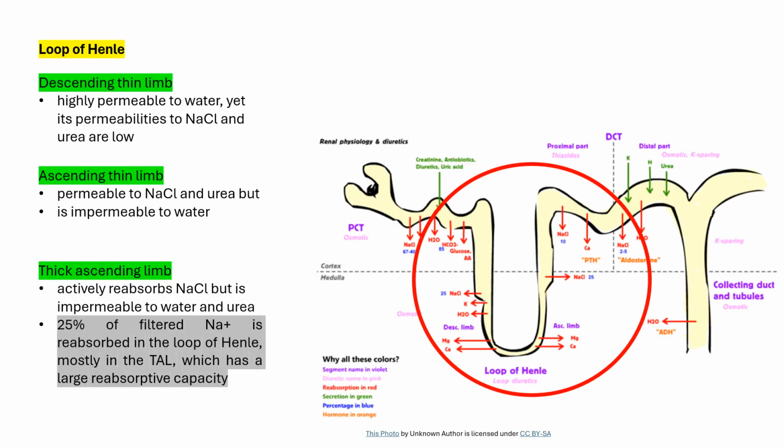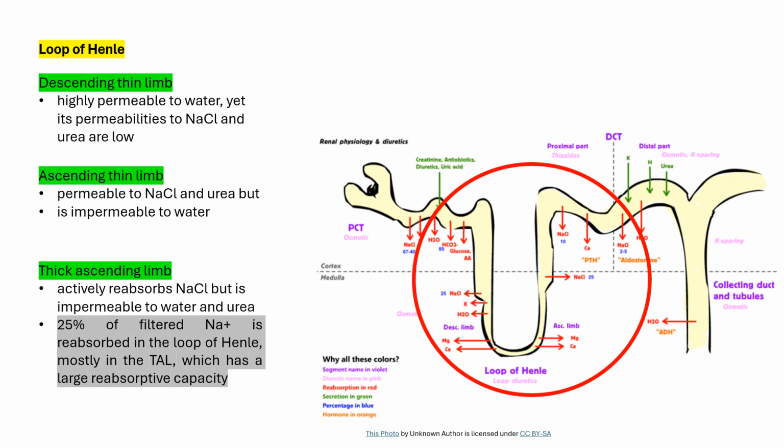Move on to the loop of Henle. We can see the loop of Henle as 3 different components: the descending thin limb, the ascending thin limb, and the thick ascending limb. The descending thin limb is highly permeable to water, but its permeability to sodium and urea is quite low. The ascending thin limb is permeable to sodium and urea, but it's impermeable to water. The thick ascending limb actively reabsorbs sodium and chloride, but it's impermeable to water and urea.